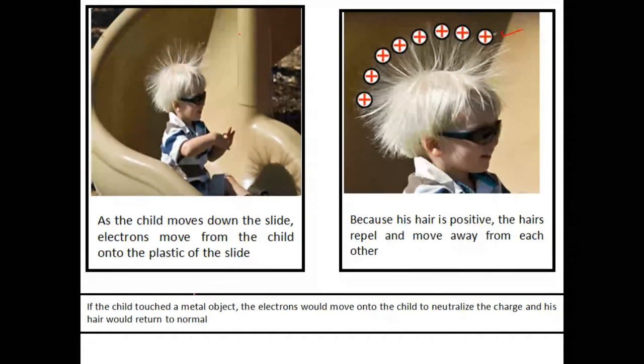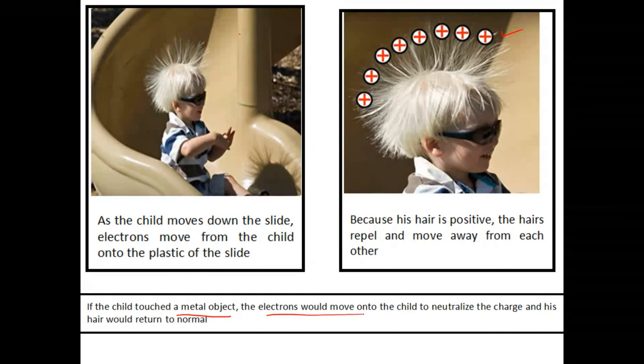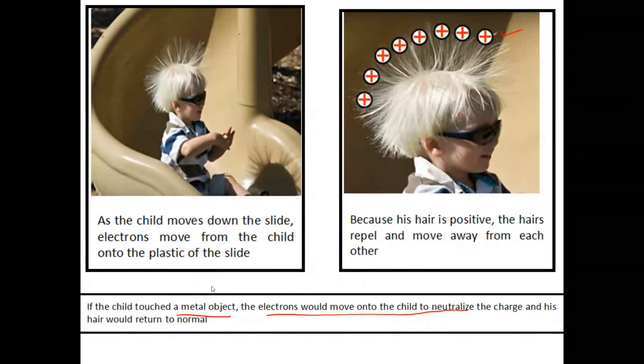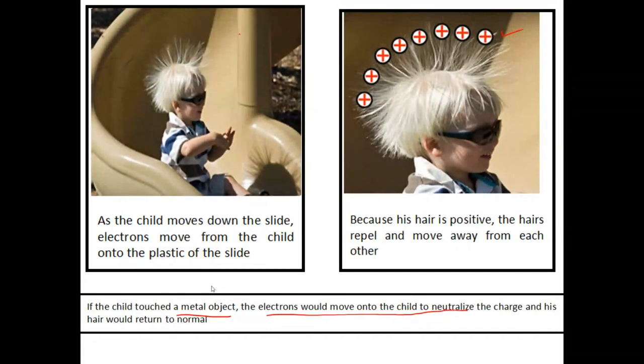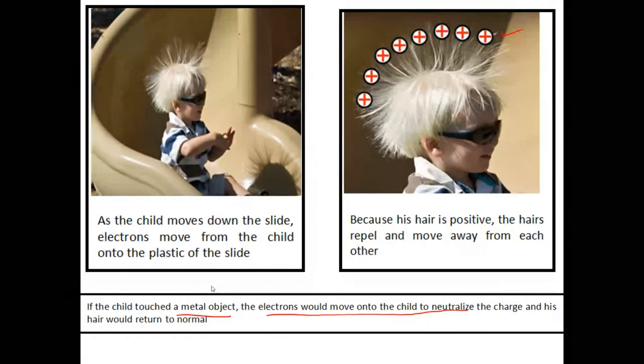Clear? Now, if the child touches any metal object, what happens? The electrons move onto the child to neutralize the charge, and his hair returns to its normal condition. Clear? And this is because of static electricity. Why? Because the hair is an insulator and this children's playing slide is an insulating material, and both materials take some electrons and give some positive charge. Because of that, these things take place. Clear? Yes, that's clear.